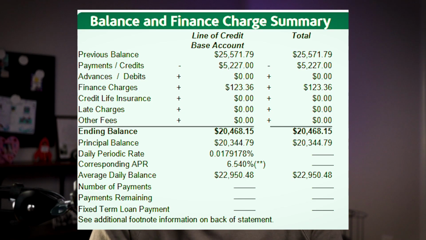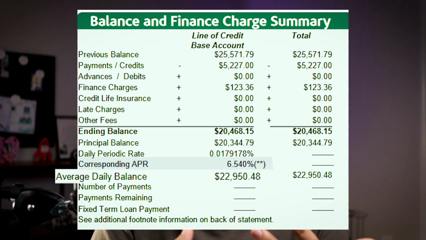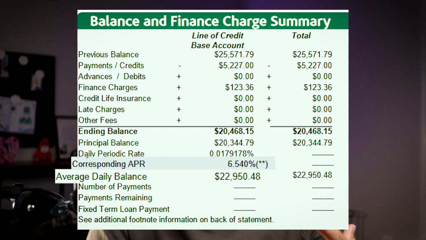My average daily balance on my HELOC in September of 2022 was $22,950. My APR at the time was 6.54%. So this was prime rate plus the spread that I agreed to pay my lender. I think it was about 1.04%. And to get the APR applied on a daily basis, they simply take your APR and divide it by 365 for every day of the year.